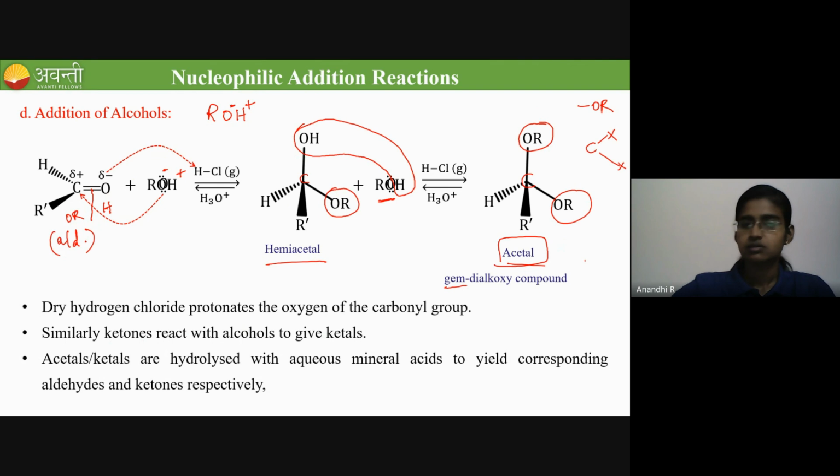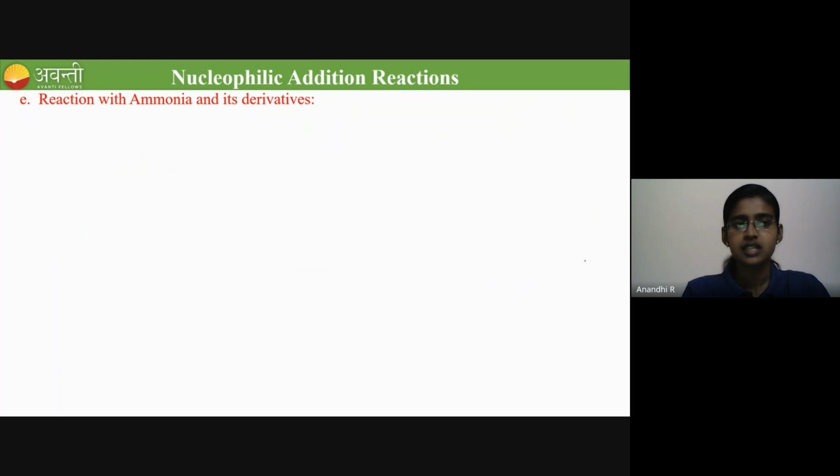So have you got it clear with the addition of alcohols part? If it is clear, then we can move on to the next addition. That is the reaction with ammonia, or the addition of ammonia and its derivatives.